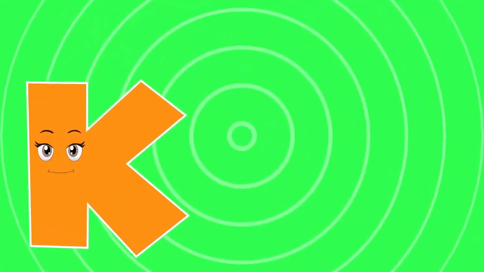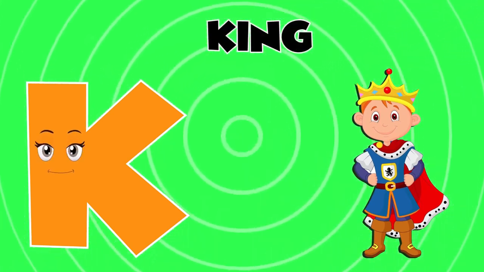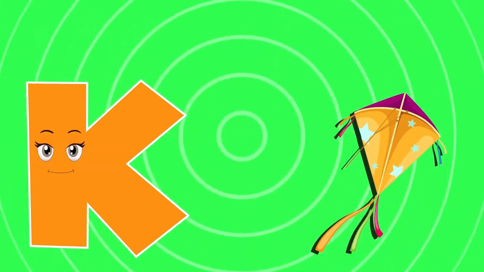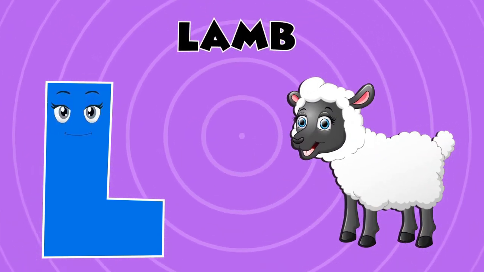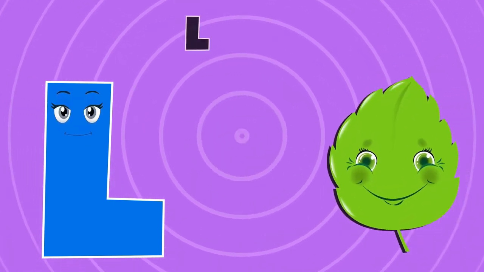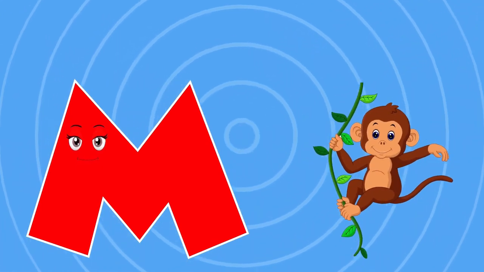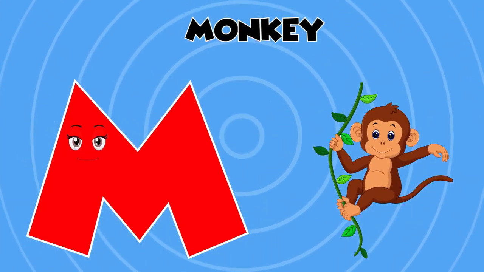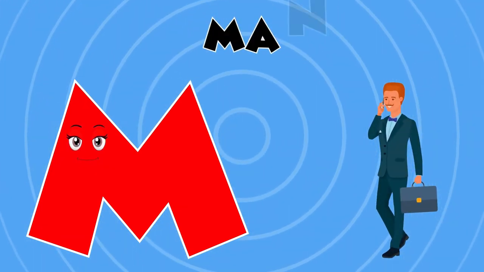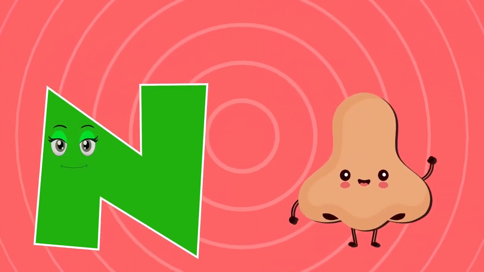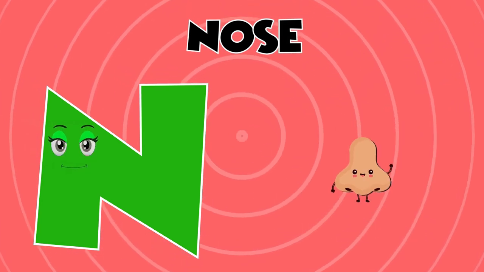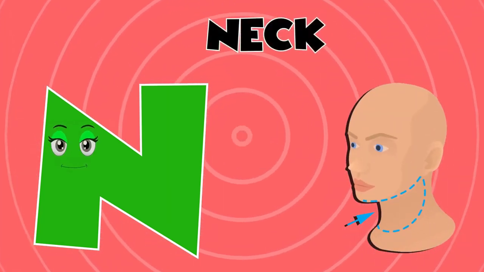K. K for king. King. K for kite. Kite. L. L for lamb. Lamb. L for leaf. Leaf. M. M for monkey. Monkey. M for man. Man. N. N for nose. Nose. N for neck. Neck.